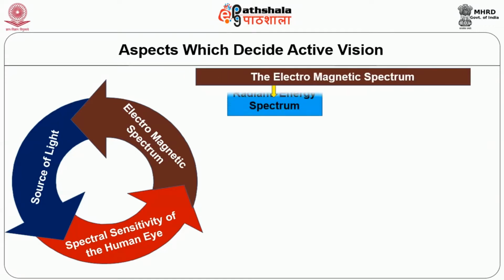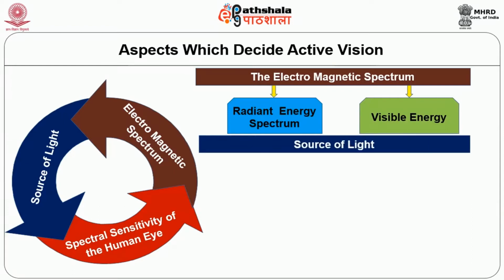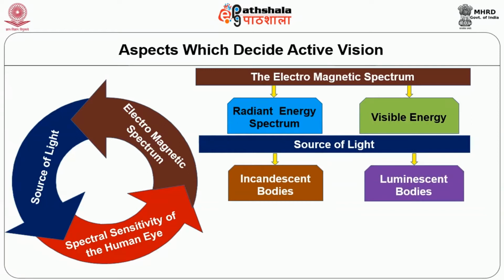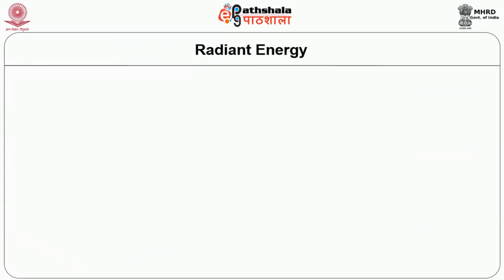Electromagnetic spectrum considers light as two forms of energy, namely radiant energy and visible energy. Source distinguishes light from luminescent and incandescent bodies. Spectral sensitivity of the eye identifies eye's sensitivity to wavelengths of light and its adaptation to light. Let us see one by one. A recap on the visible spectrum will guide you better.